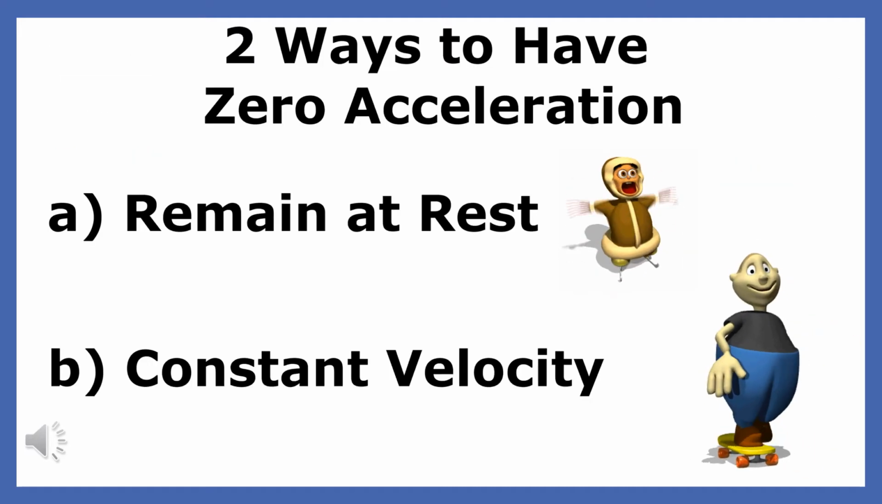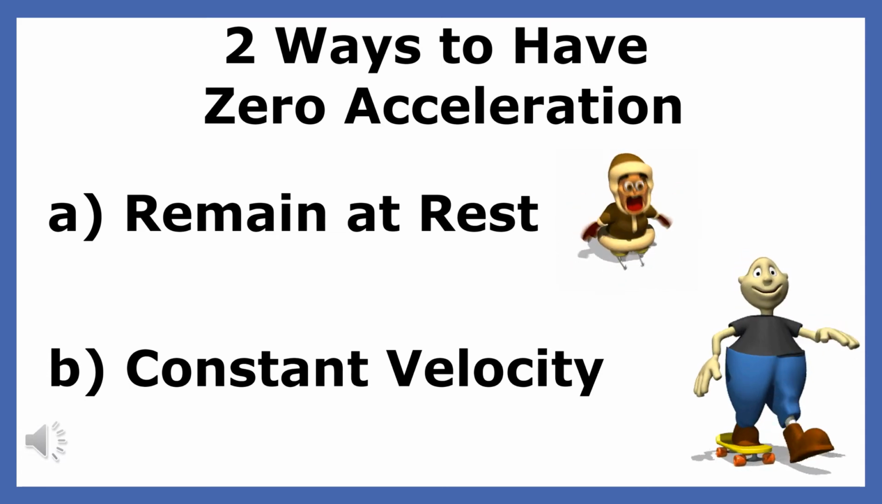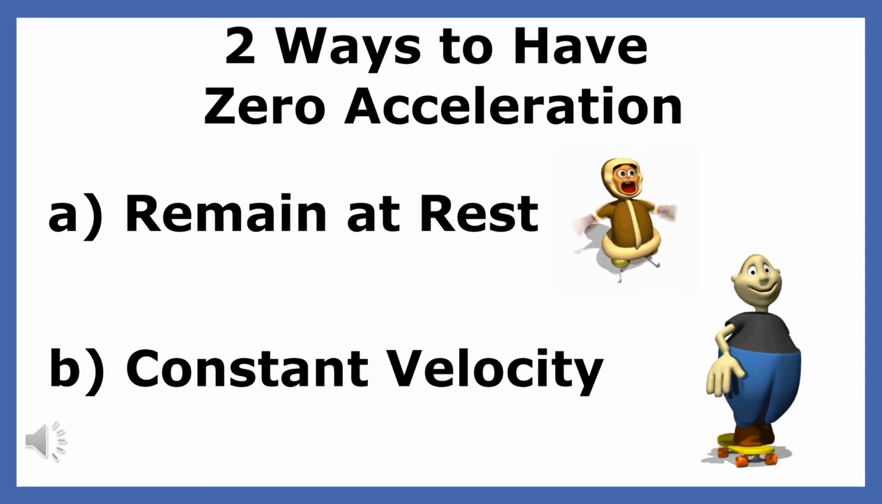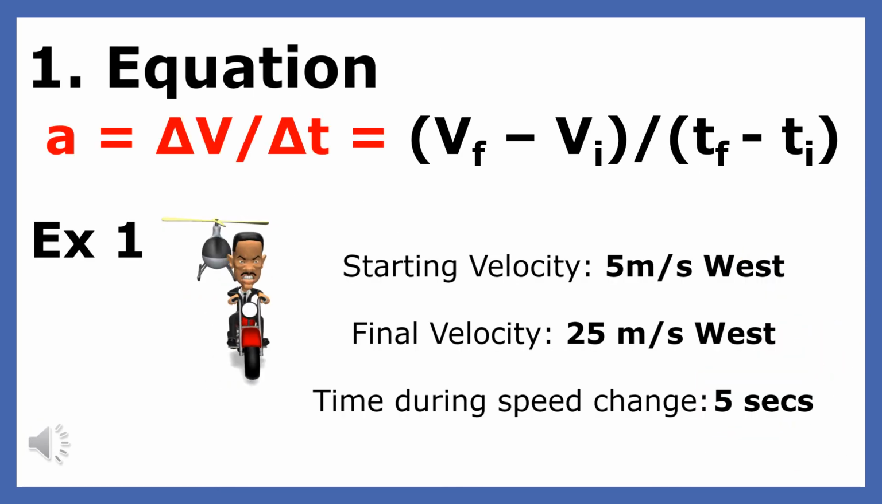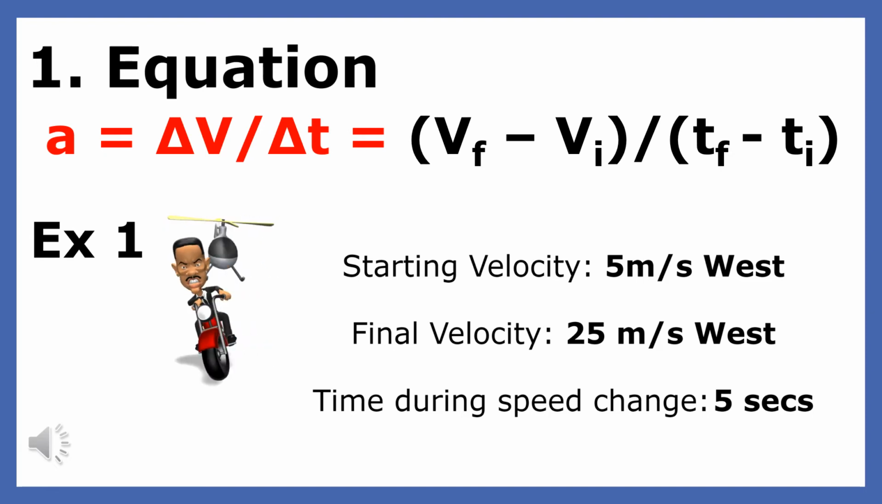There are 2 ways to have zero acceleration: remain at rest or move with constant velocity. An object's velocity is constant when its speed and direction don't change. Acceleration is equal to the change in velocity divided by the change in time.